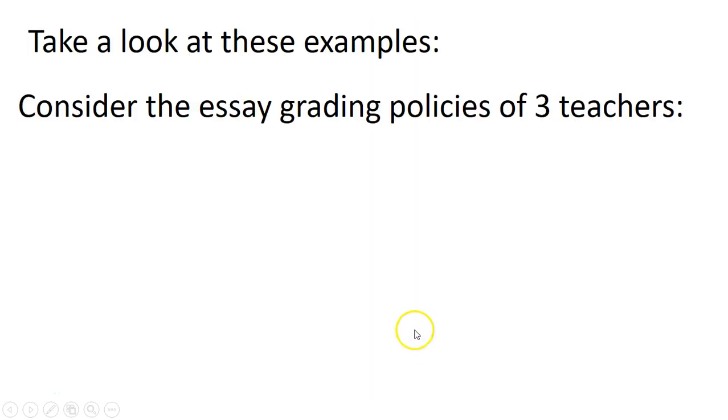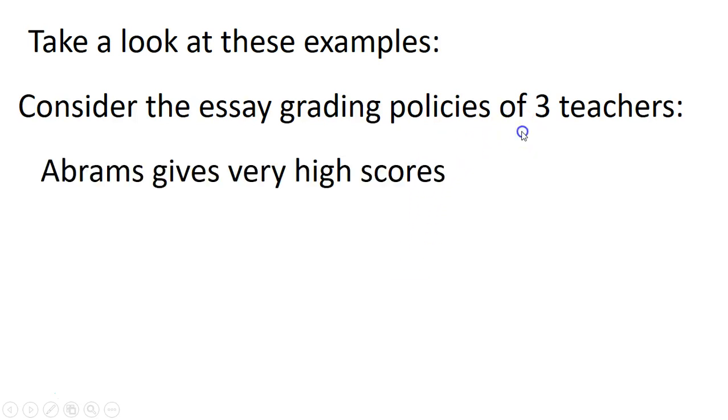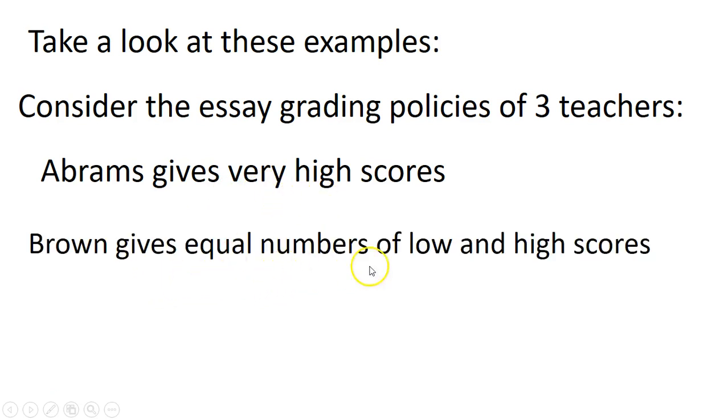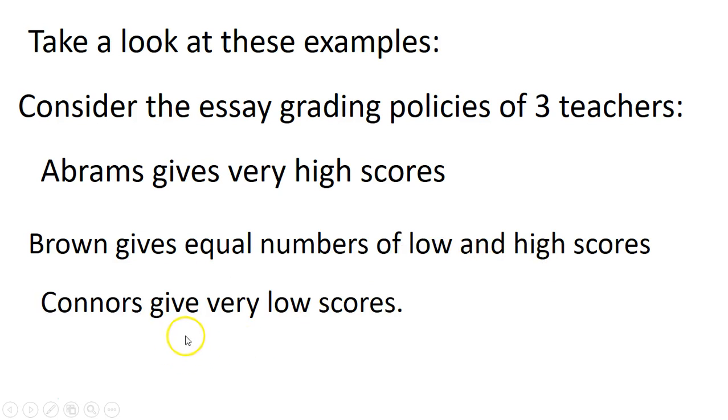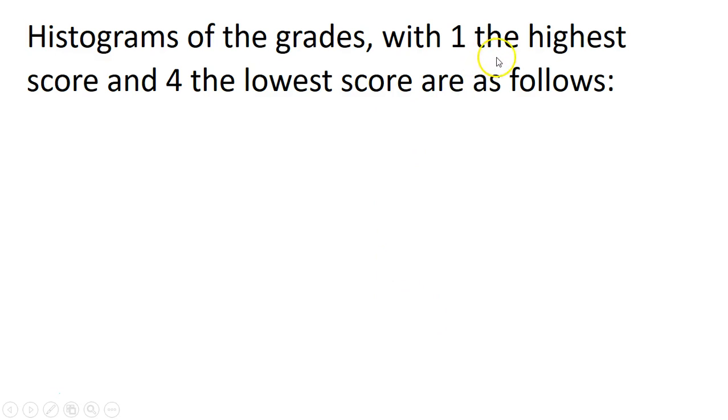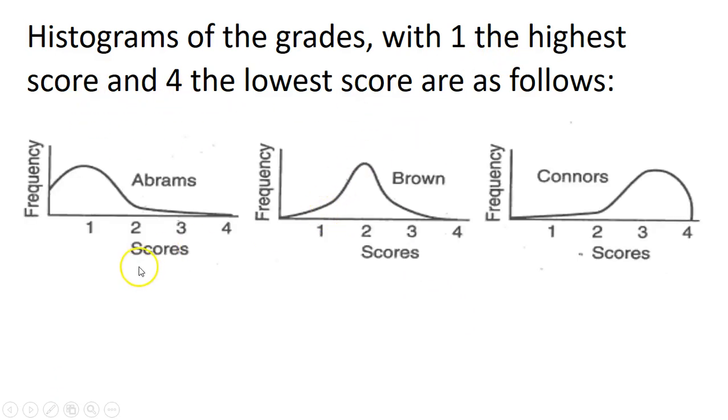Take a look at these pictures and consider the essay grading policies of 3 teachers. Abrams gives very high scores. Brown gives equal numbers of low and high scores. Connor gives very low scores. Histograms of the grades, with 1 the highest score and 4 the lowest, are as follows. So low scores are skewed to the right, high scores skewed to the left, and that's normal.